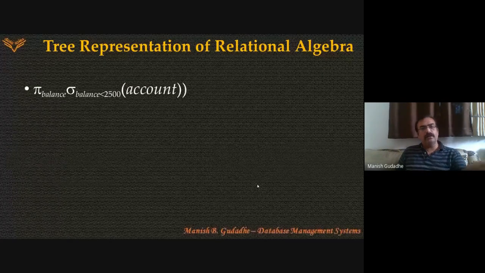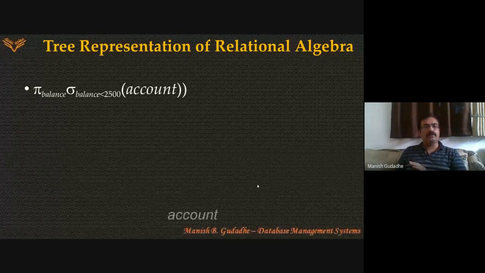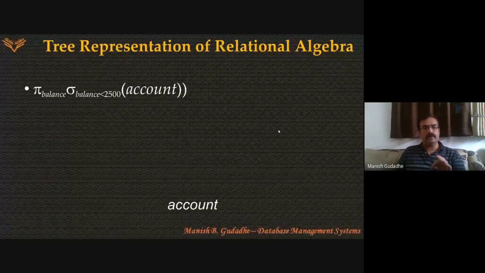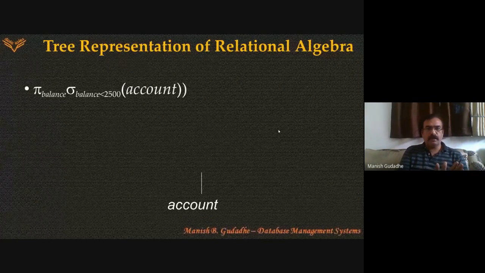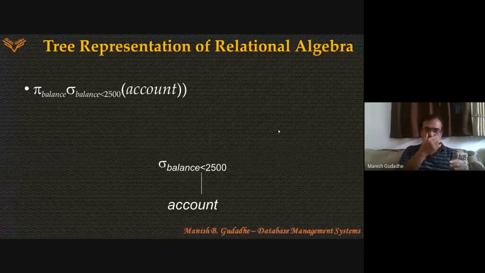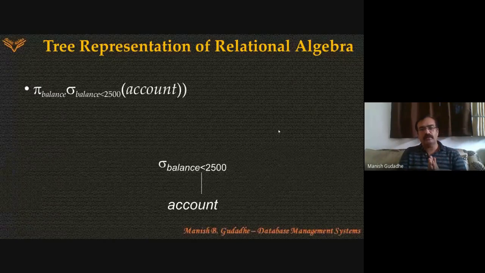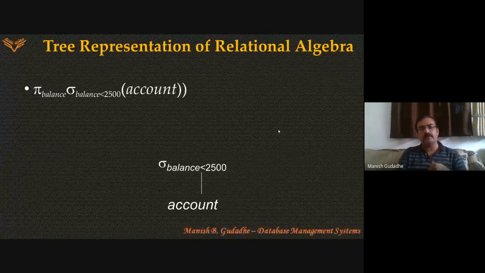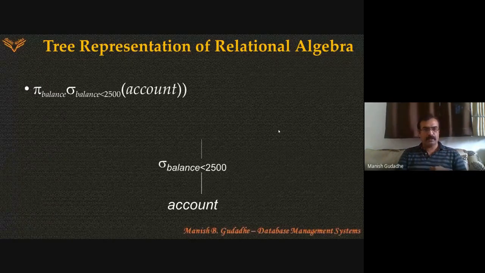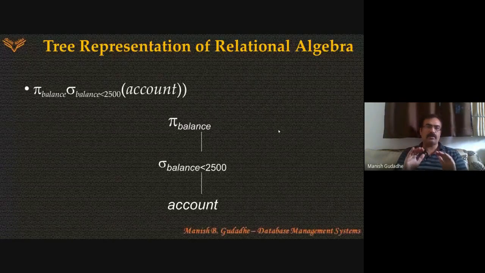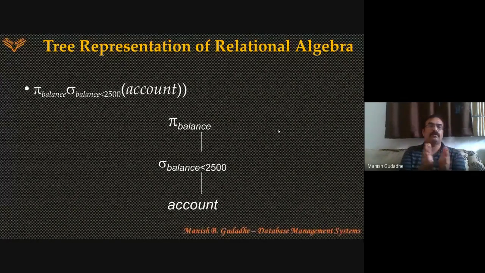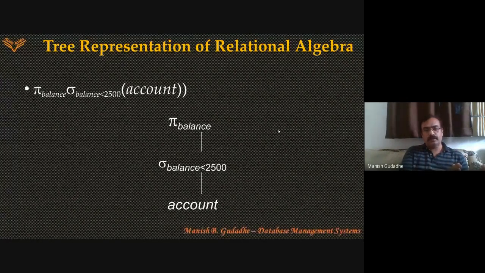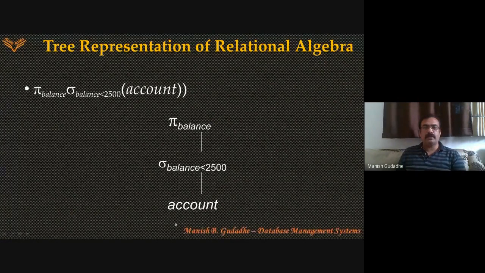Now you need to represent this as a tree. So the first thing we are going to do is fetch account into the picture. Then we need to apply a condition, that is balance is less than 2500. So only those tuples from account will be listed. And finally, out of which only the balance column will be printed in the output. So this is the tree which we are forming for this relational algebra.